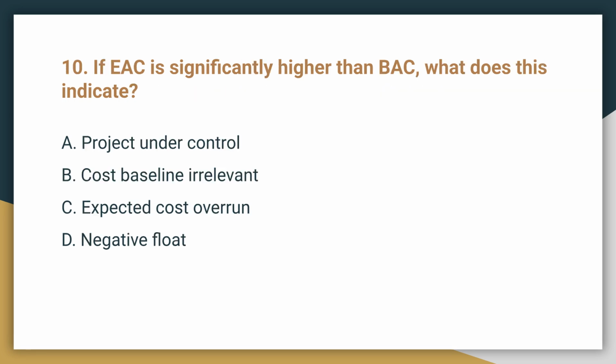Question 10. If EAC is significantly higher than BAC, what does this indicate? The correct answer is C, expected cost overrun. An EAC greater than BAC means the current cost forecast predicts the project will cost more than originally budgeted.